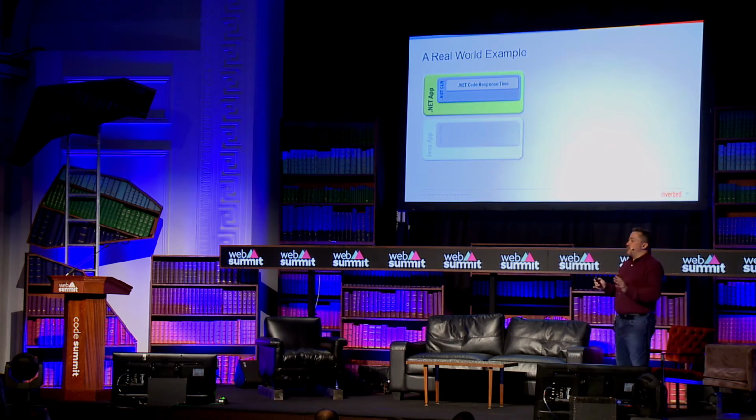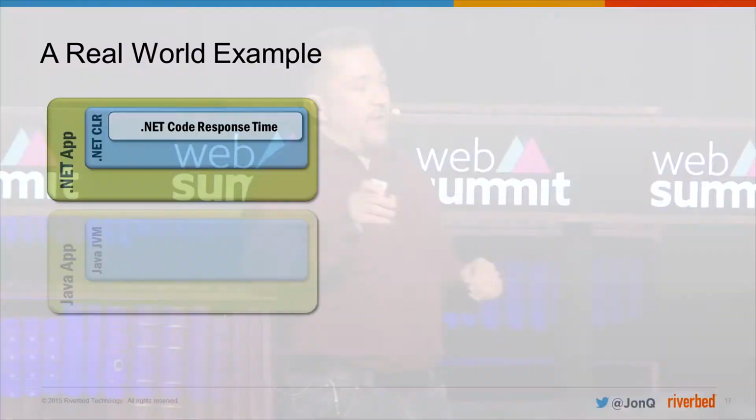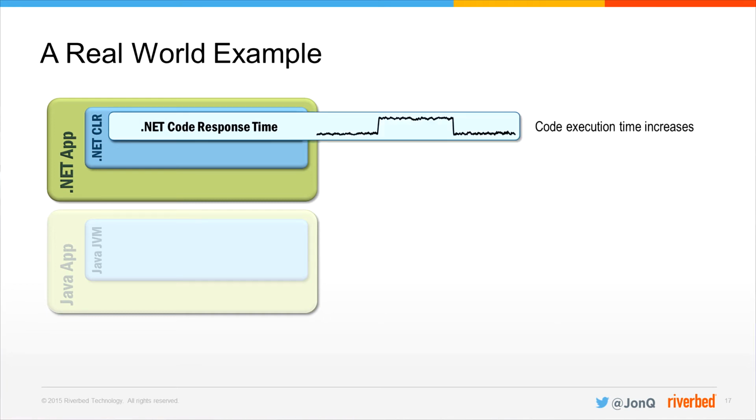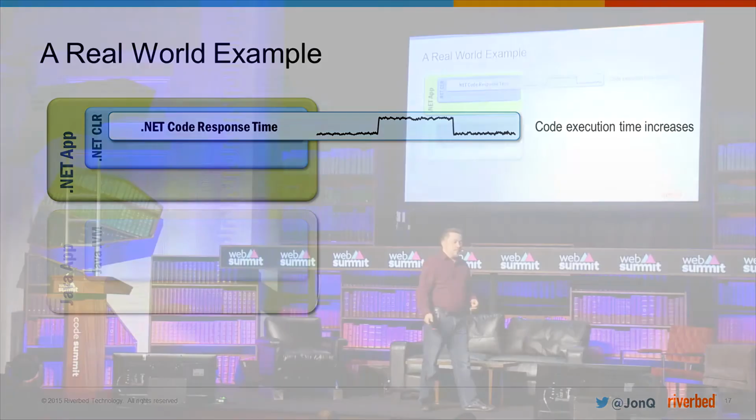So let's talk about a real-world example here. I had a customer who had been trying to solve a problem for a long time. They had used a variety of APM and monitoring tools and could never get to the answer. And they said, look, we've got 2 apps. We've got a .NET app. We've got a Java app. Don't worry about the Java app, different app, but the .NET app has slow response time, and we can't figure out why.